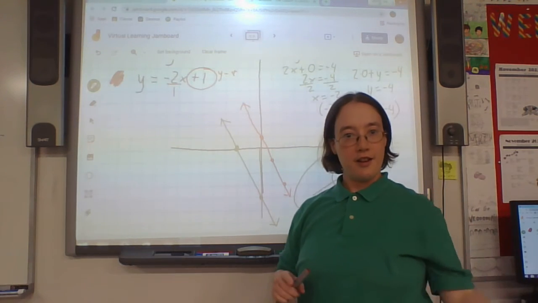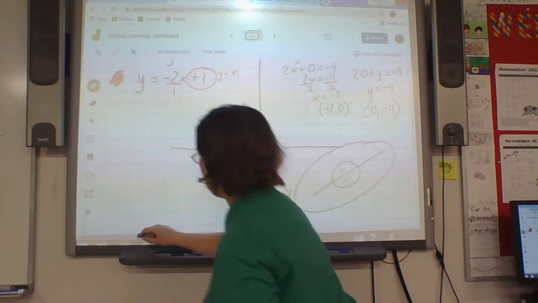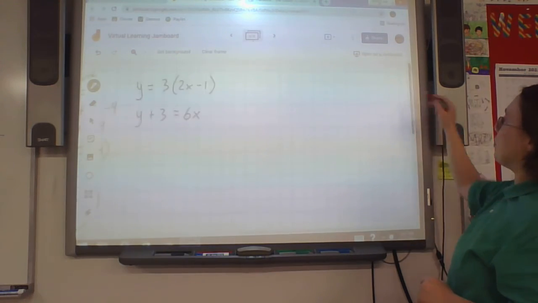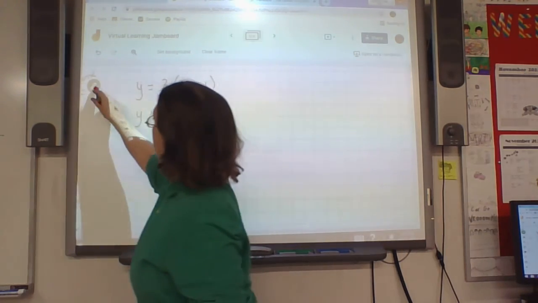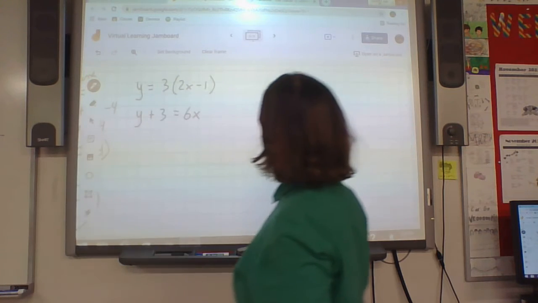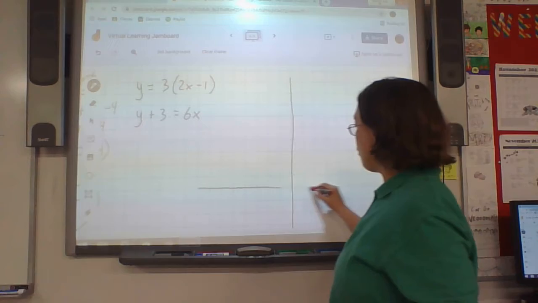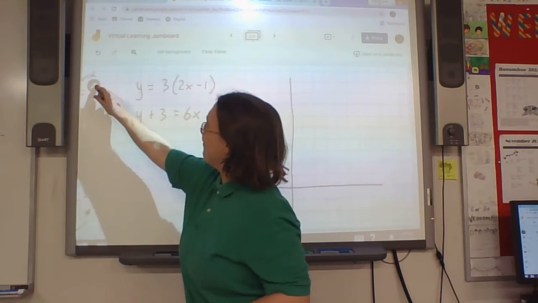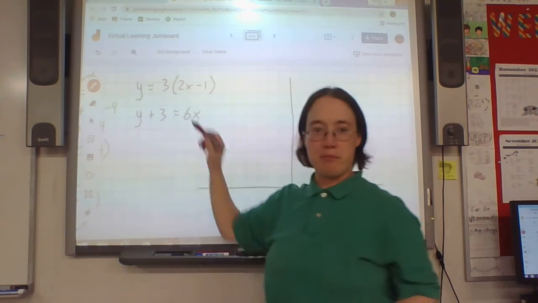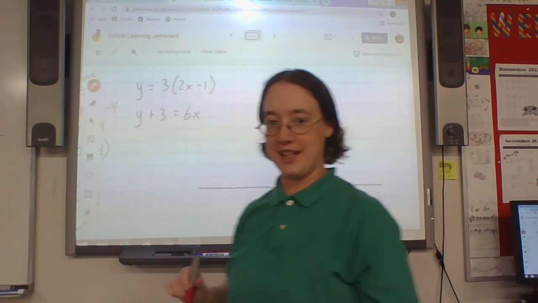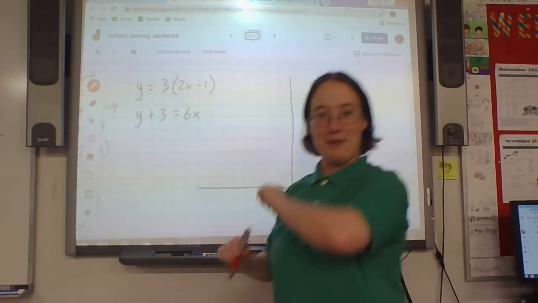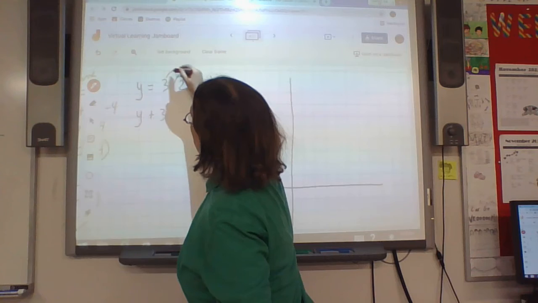Okay. The other thing that could happen, so we got one solution, we got no solutions, the other thing that could happen is if we got something like this. So if we're graphing one of these, if we got parentheses, what do we want to do with that? Hopefully you said we want to distribute that. So we're going to distribute that 3 there.